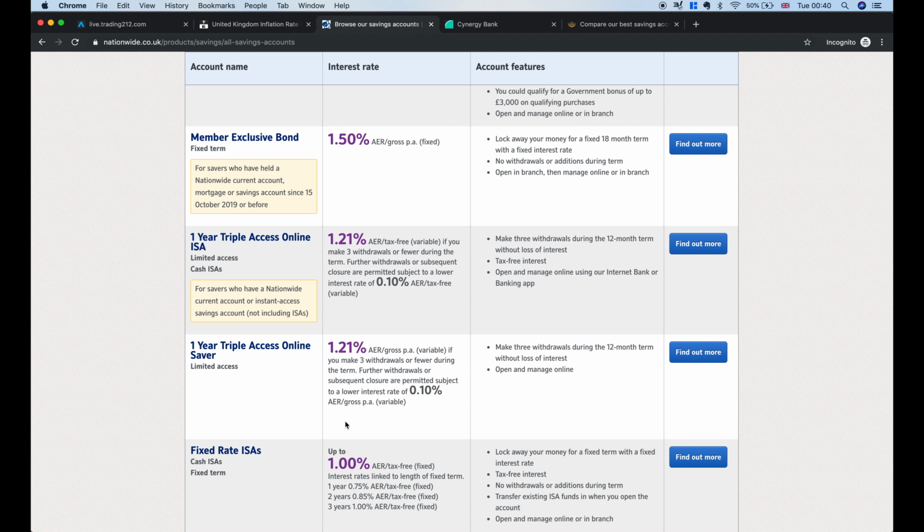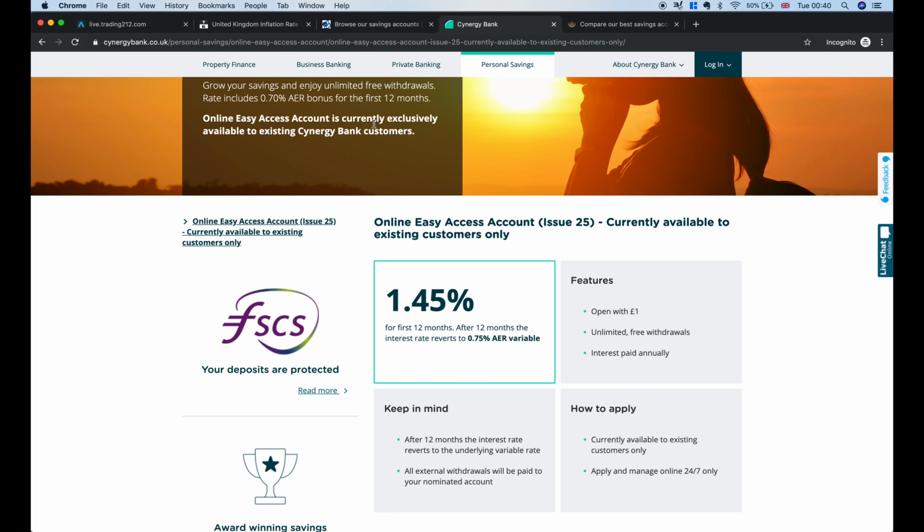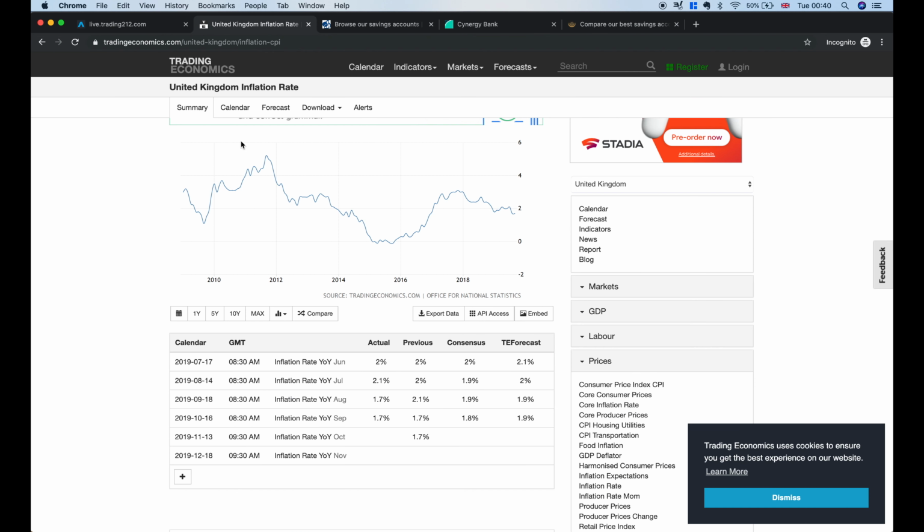The best thing we can do is look at alternatives, other types of building societies. So the next one I have is Synergy Bank. Now they have a 1.45% for the first 12 months. After that, it drops down to the point where you just open up a new account and renew. But again, 1.45%, that is much lower than the current rate of inflation for the last year. So if we go back to the graph here, it's sort of at the 1.7, 1.8% mark.